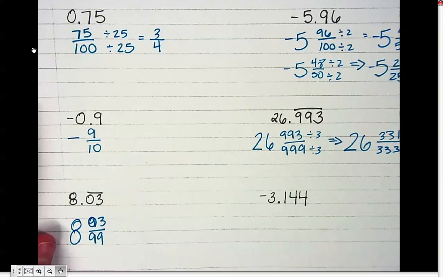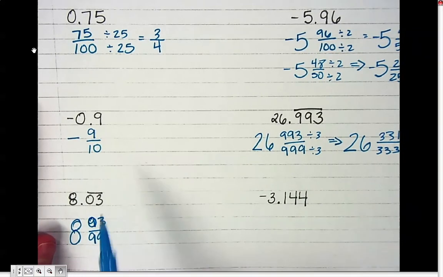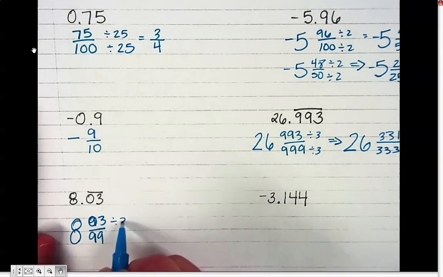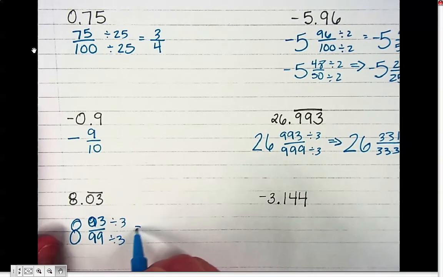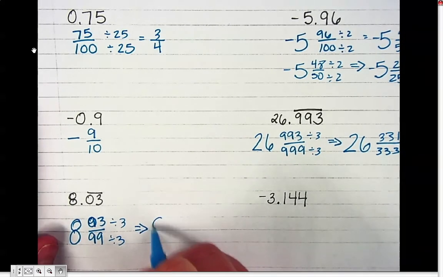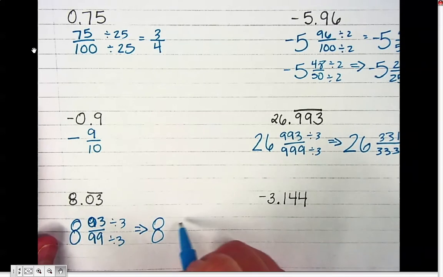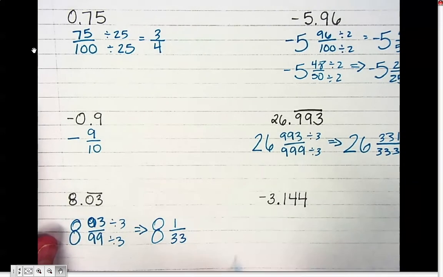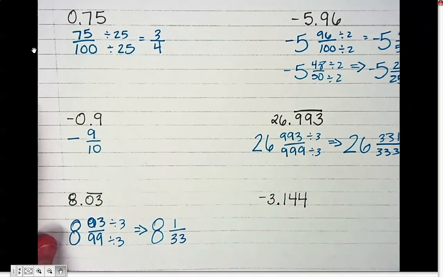That's fine too. I like doing this just because it helps me attend to precision and make sure that I have everything covered. Now, I know that 3 over 99 can be simplified. So I'm going to divide by 3, and I get 8 and 1 over 33. That's my final answer for that one.